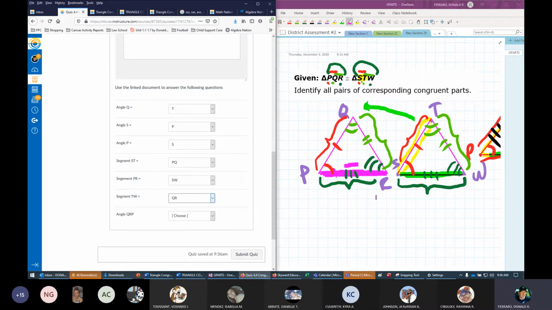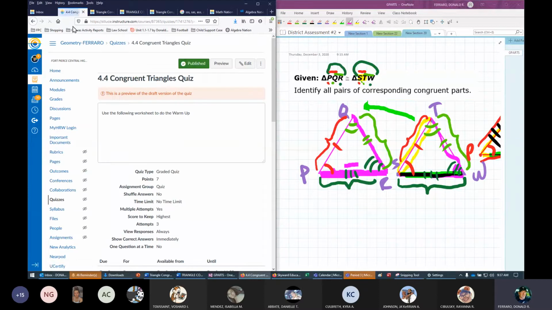All right, now, this is a tough one. Angle QRP. I talked to you guys about the naming convention for angles. Isabella, go ahead. Angle W. And how do you know that? This angle we were talking about, angle QRP, R being our vertex, I just highlighted that in magenta. So obviously it is W. Does that make sense to you, Isabella? Yes. Okay, good. Go ahead and submit that quiz. That's our warm-up, just a little bit of review for corresponding parts.